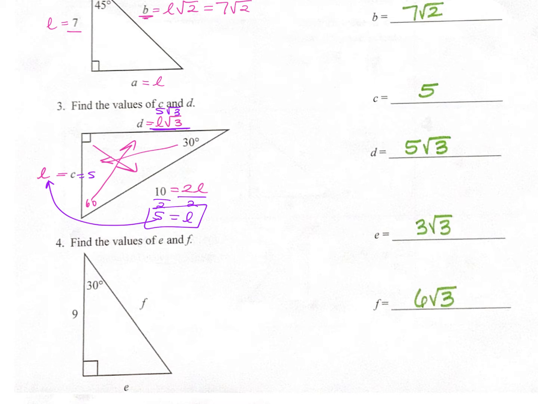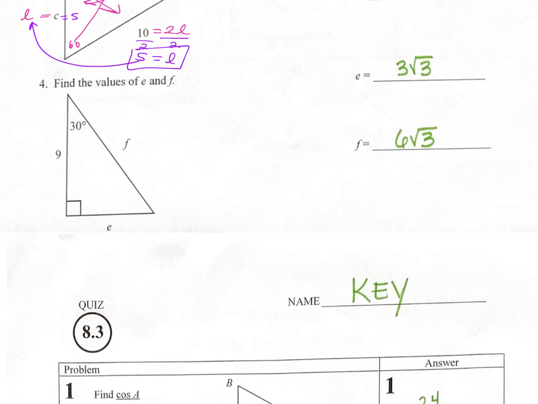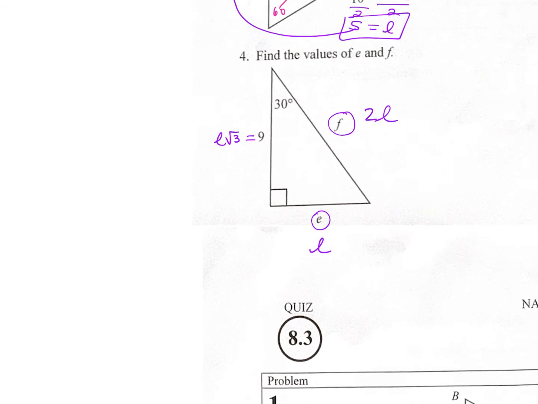And then 4 is probably the hardest one on here, I would say. Unless you remember the shortcut, then it's pretty quick. So this one, you have to find the E and F sides, which are the L and the 2L sides of your triangle. So this side is what? The 9 in terms of L. That's your L rad 3 side, okay? So you're gonna set it equal to L rad 3, and then you can just solve that.